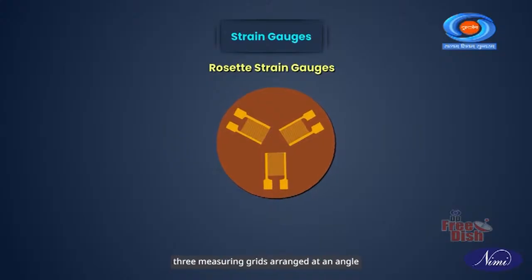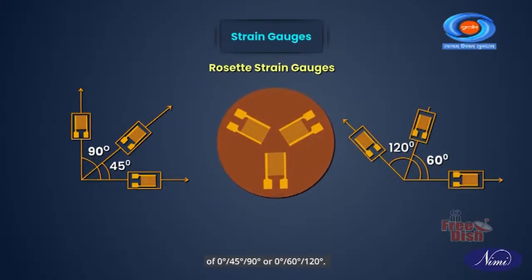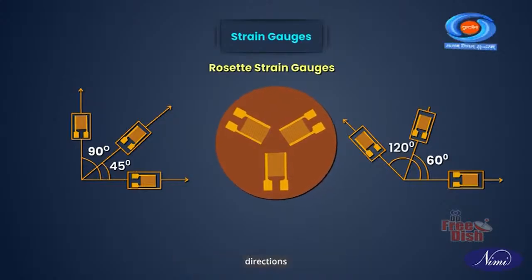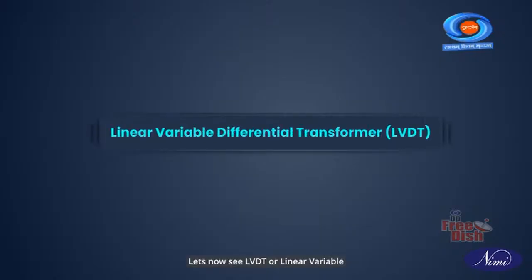Rossett strain gauges. They are comprised of three measuring grids arranged at an angle of 0 degree, 45 degree, 90 degree, or 0 degree, 60 degree, 120 degree. Rossetts are an appropriate choice for analyzing the biaxial stress state with unknown principal directions. Let's now see LVDT or linear variable differential transformer.